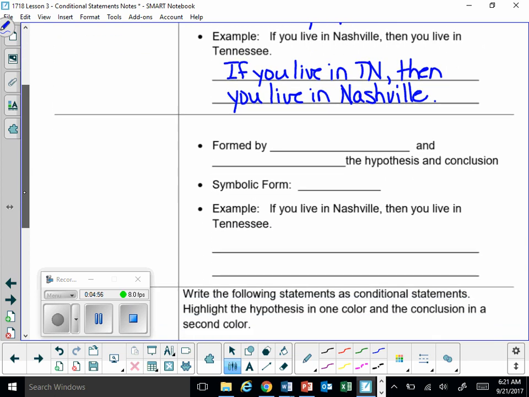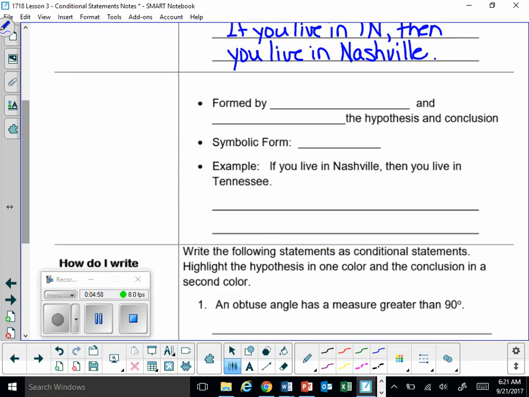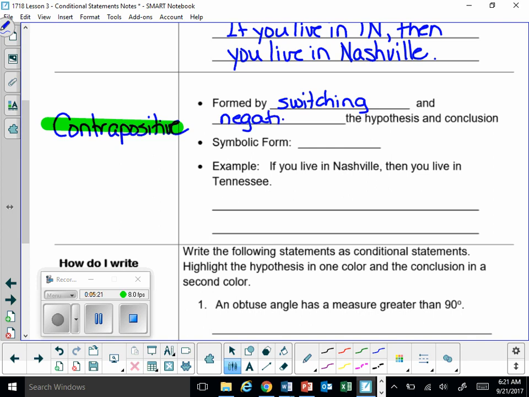The fourth type of conditional statement we're going to talk about is the contrapositive. This is formed by switching and negating the hypothesis and the conclusion. So this will be if not q, then not p.